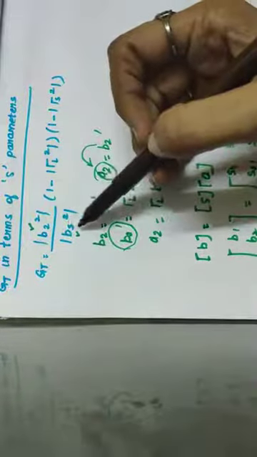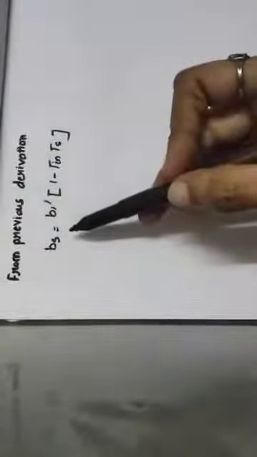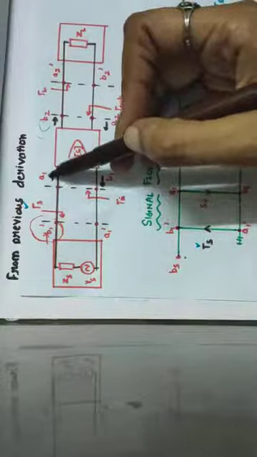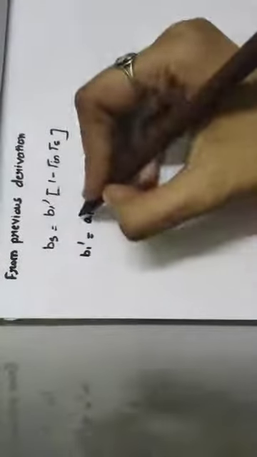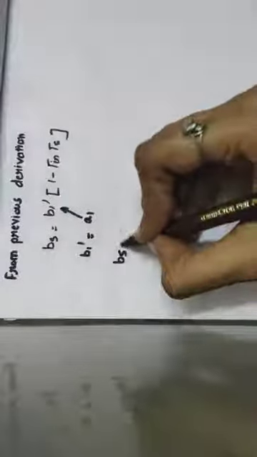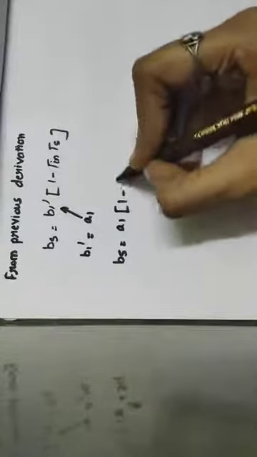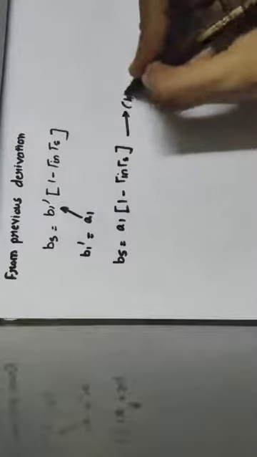Our next aim is to find what is Bs and substitute in this formula. To find Bs, from the previous derivation we have already found what is Bs. Bs was equal to B1' into (1 minus Γ_in Γ_S). Now let us try to bring similar terms inside. If you see the diagram, B1' is similar to A1. So from the block diagram, we can write B1' is equal to A1. So substitute in this place. So Bs becomes A1 into (1 minus Γ_in Γ_S). Let this be equation number 4.